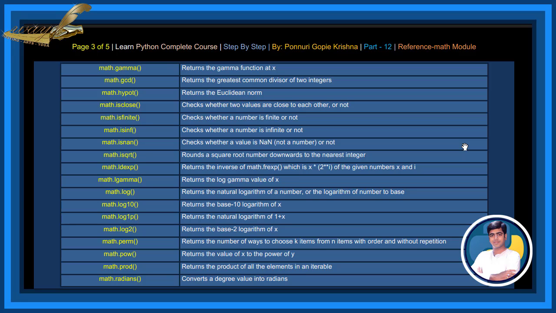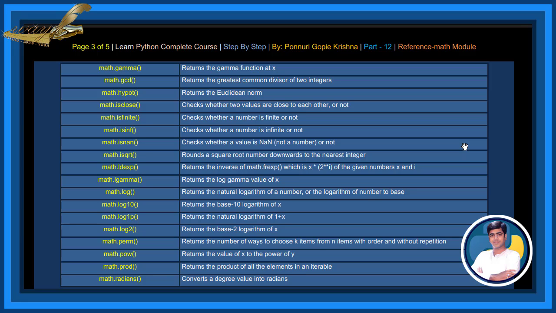The math.log method returns the natural logarithm of a number, or the logarithm of a number to a given base. The math.log10 method returns the base 10 logarithm of x. The math.log1p method returns the natural logarithm of 1 plus x. The math.log2 method returns the base 2 logarithm of x.